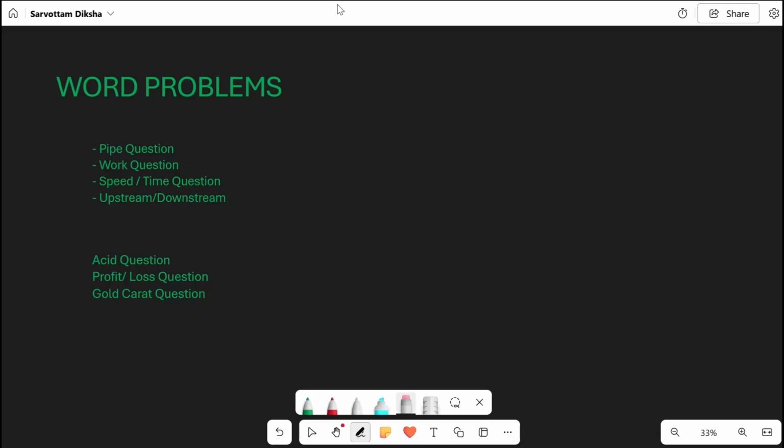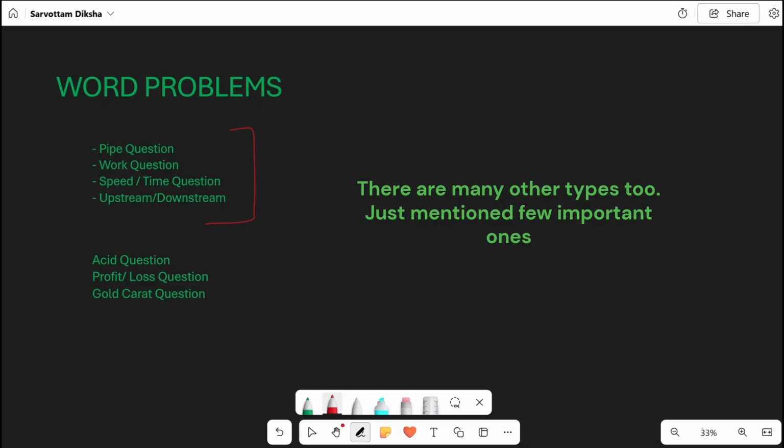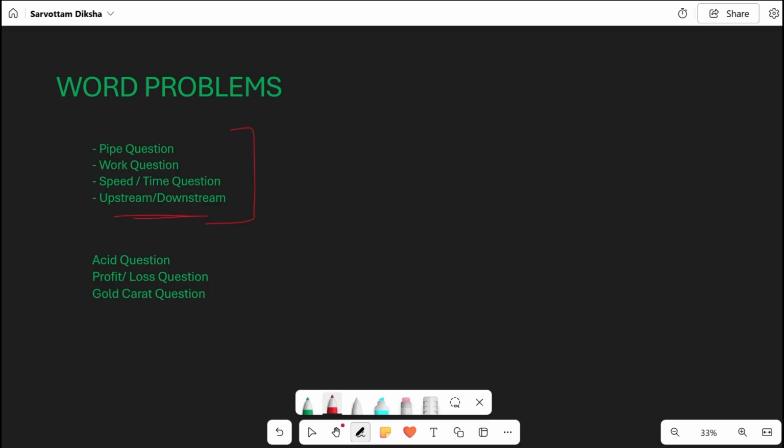Word problems are a very important part of this topic. These equations, pipe equation, work equation, speed time equation, upstream downstream have been coming very frequently for the last 20 years. Upstream downstream, they say, is deleted, but I will recommend you to do it. No harm in doing something extra. Acid equation, profit and loss equation, gold carat equation have not come that frequently. Profit loss was there in the 23 paper, but still I will recommend you to do these equations. These are conceptual equations, and these days board exams are asking very conceptual and sometimes unpredictable questions.